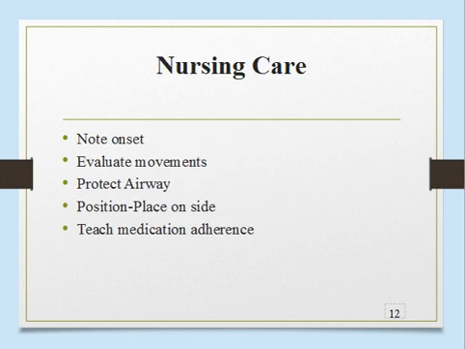So nursing care, note the onset. Evaluate the movement so you can better evaluate the seizure. Protect the airway. Remember, airway, breathing, circulation. Position, place on side. Patient safety is what we're worried about there. And teach medication adherence. So oftentimes people go off their medications, and that's when the seizure happens.